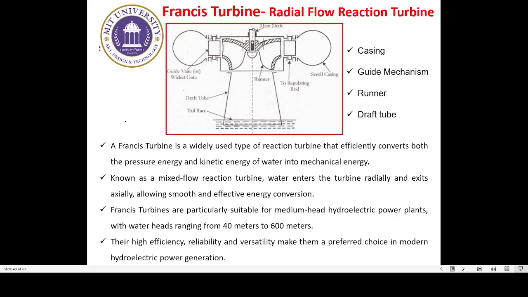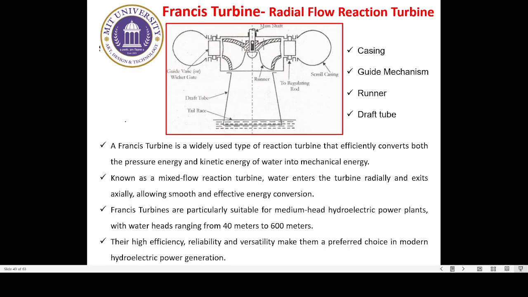The block diagram for the Francis turbine can be seen in this slide. As far as the important components for the radial flow reaction turbine are concerned, we have four main essential parts, namely the casing, the guide mechanism, the runner, and the draft tube. They can be seen in this arrangement. We have the scroll casing here, then the guide vane or the wicket gate, which is the guide mechanism.